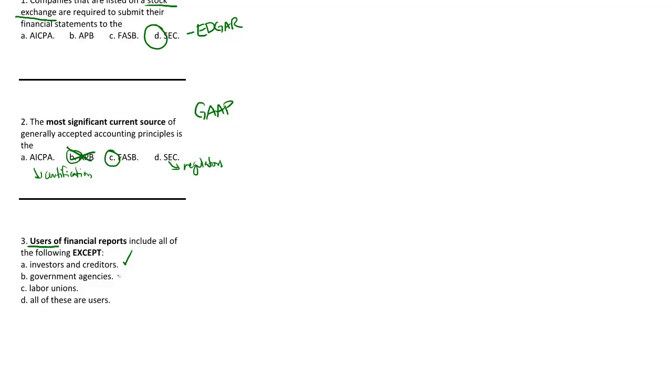Government agencies use financial reports in order to calculate taxes and to regulate, make sure that they're in compliance with laws. Labor unions also are going to use financial reports to see how well employees are being treated, how well they are meeting their obligations, and so forth. So the answer here is going to be all of these users, answer D. So users is a very broad perspective, but people who generally care about the financial reports so that they can make decisions.